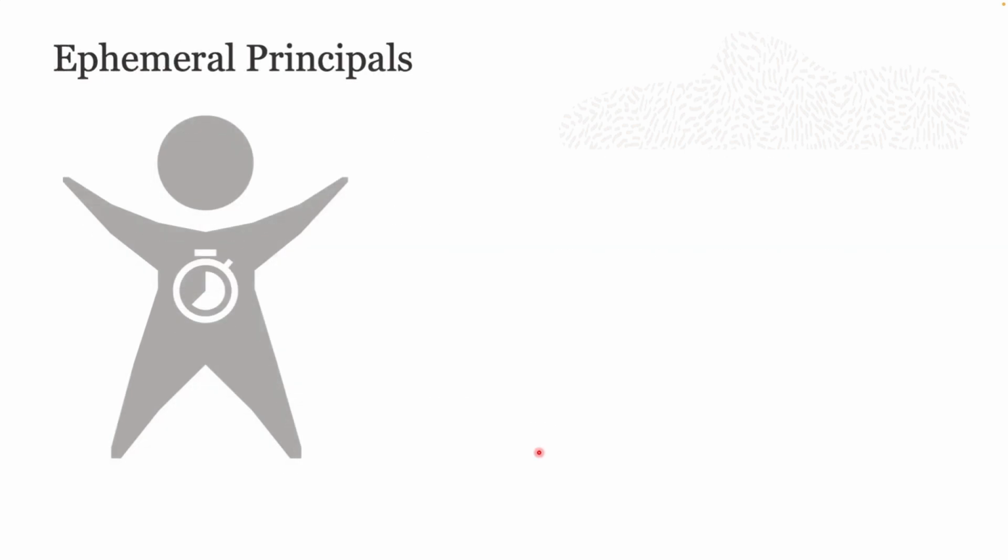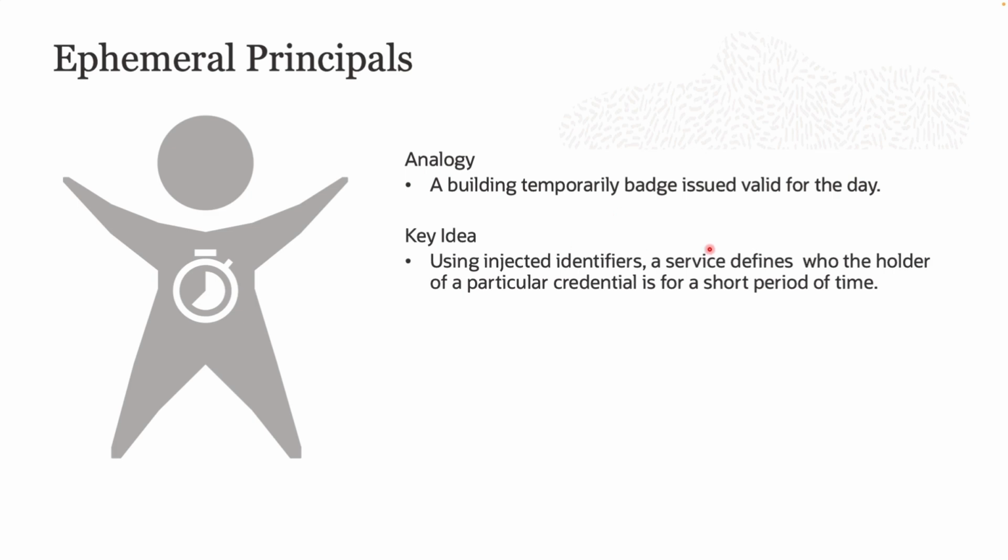And then we have the third one, that is ephemeral principal. Now you can think of it like having a temporary badge which is valid just for one day. Like you have temporary credentials to perform certain actions, and that too only for a short period of time. The key idea here is using injected identifiers. So a good example in this case can be functions, where we create a function and provide temporary access to other services. Like for example, giving limited period access to the object storage service.